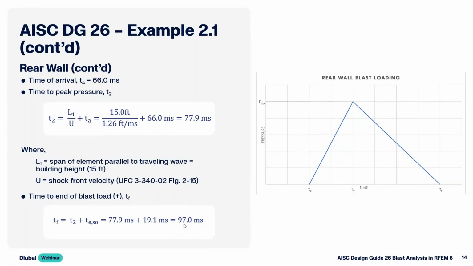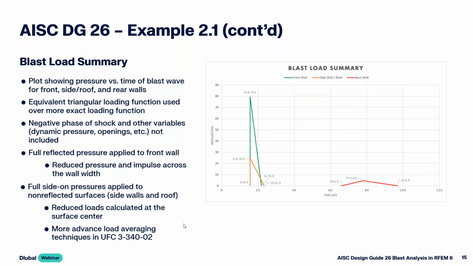So now that we have the front wall, the side walls, and the roof, and the rear wall, let's summarize these all together. So you'll notice that over on the right, I have plotted this out as a diagram. So this is going to be our time diagrams for these separate elements, but yet they're all going to be acting together with this blast analysis. So on the bottom, we have our time in milliseconds. And each one of these plots represents the different areas of the structure.